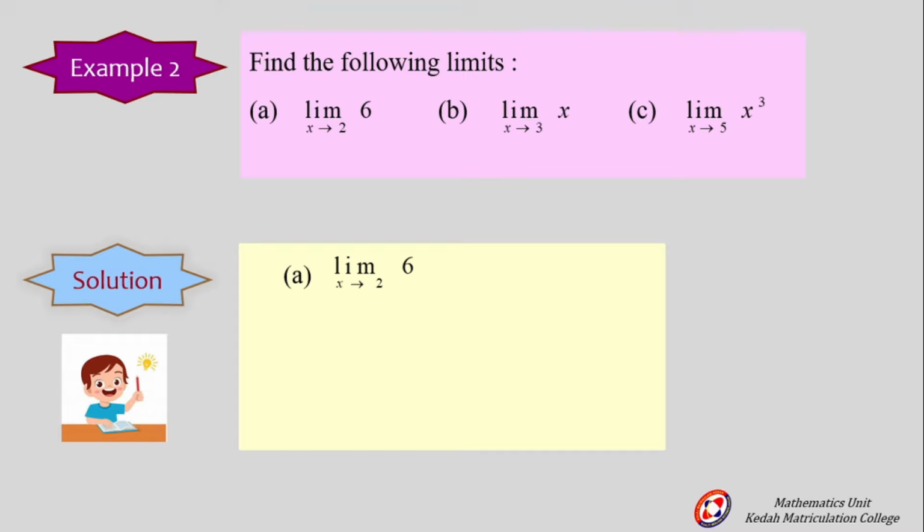Limit of 6 as x approaches 2. This one is the constant function, so the value of the limit is the constant, so it is 6. Question B, limit of x as x approaches 3. We know to get the value of the limit, we just substitute x equal to 3 into the function. So we get the value of this limit is 3.